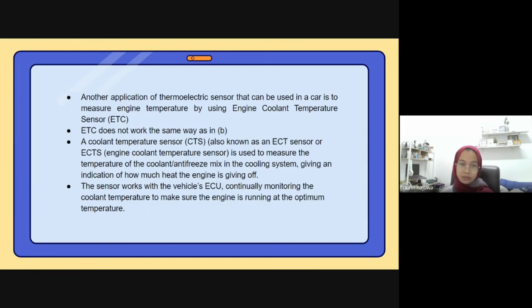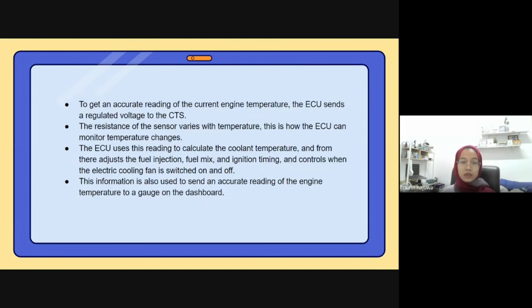Since it does not work the same way as in B, I'll be explaining in further detail what ECT is. A coolant temperature sensor, CTS, also known as an ECT sensor or ECTS, engine coolant temperature sensor, is used to measure the temperature of the coolant or antifreeze mix in the cooling system, giving an indication of how much heat the engine is giving off. The sensor works with the vehicle's ECU, continually monitoring the coolant temperature to make sure the engine is running at the optimal temperature. To get an accurate reading of the current engine temperature, the ECU sends a regulated voltage to the CTS. The resistance of the sensor varies with temperature.